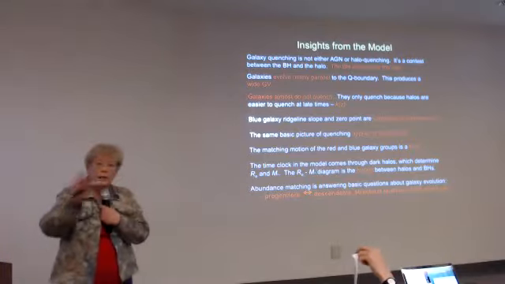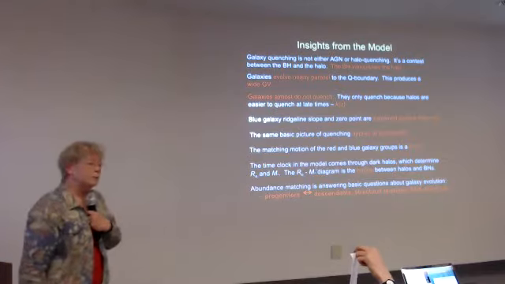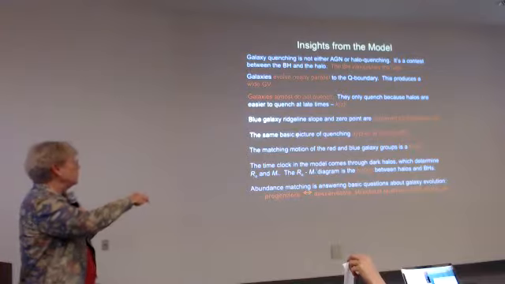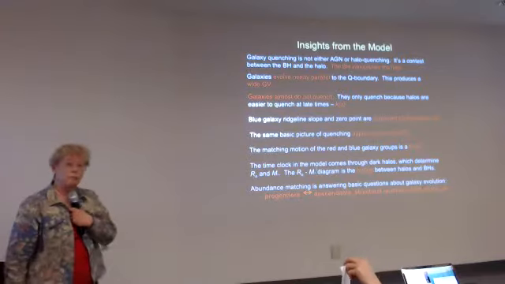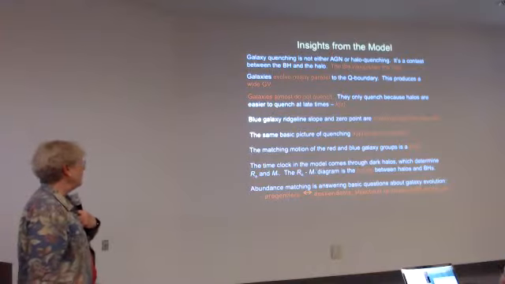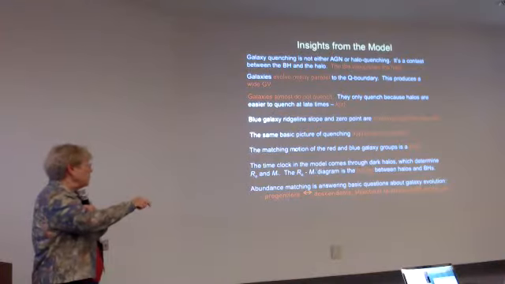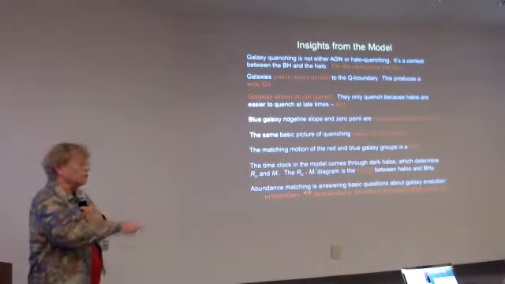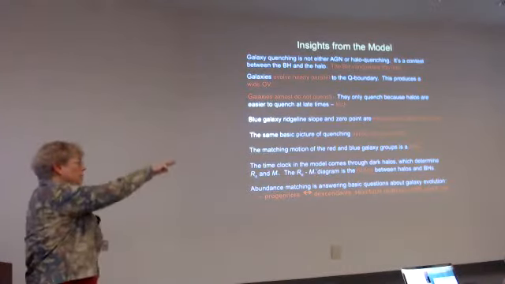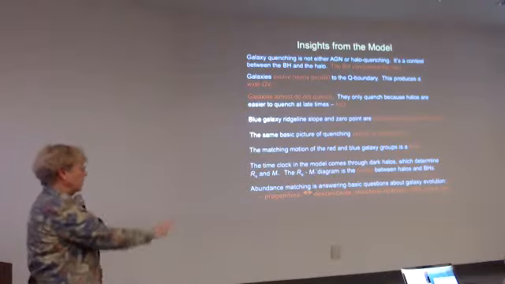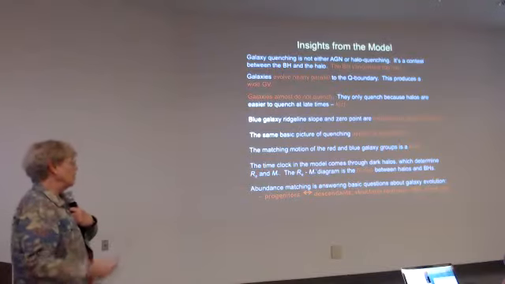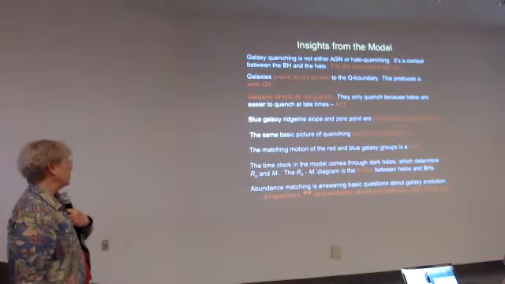Now, we've seen that the same picture seems to exist at all redshifts, and so that tells us that the same basic picture of quenching must apply at all redshifts. It's always black hole versus halo. As I've explained, the matching motion of the red and blue galaxy groups is a fluke. It's because the ridgeline moves down due to the halo change, and the star-forming galaxies move down due to the change in their radii that comes out of the dark halos.